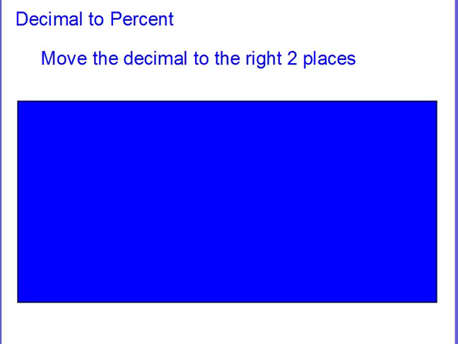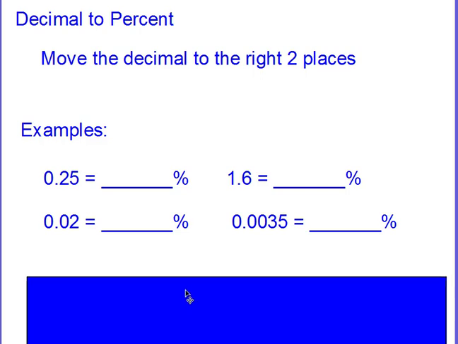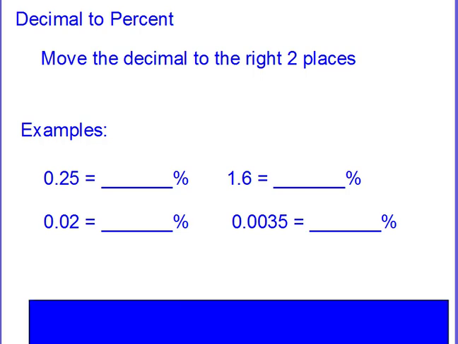So to change a decimal to a percent, you do just like the previous slide said. You move the decimal 2 places to the right. Move the decimal to the right 2 places. So let's see if we can do a few questions. So here is 0.25. So what will that be as a percentage? Well, if we take the decimal and move it 2 places to the right, we end up with 25%.